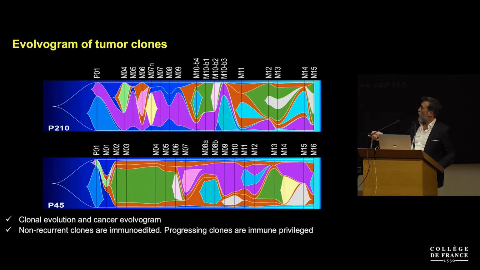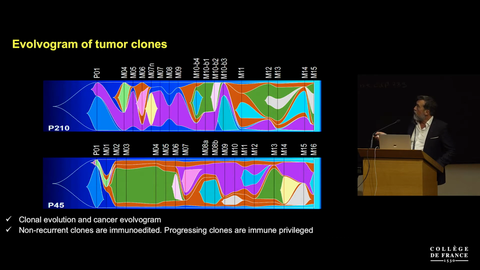So from the primary tumor on the left, what are the main two clones here? The main clone is the blue one. The second main clone is the purple one. And as you can see, this blue clone, that is the major clone in the primary tumor, is not transmitted and does not disseminate to any of the metastases, in contrast to this purple clone.